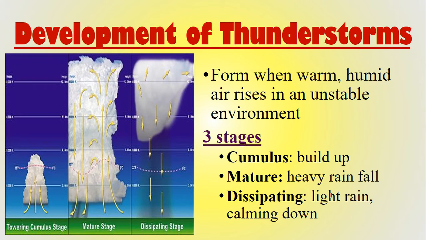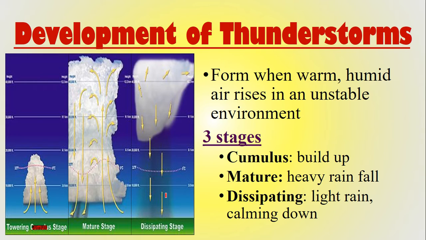Now, the development of a thunderstorm is pretty simple. It forms when warm, humid air rises into an unstable environment. And so there's about three stages. You get your cumulus stage, which is your build up. And then you have your mature phase, which is where you're going to get your heavy rainfall. It's rotating water in and out, rainfall's coming out. And then you get your dissipating part of the thunderstorm when it's kind of raining itself out.